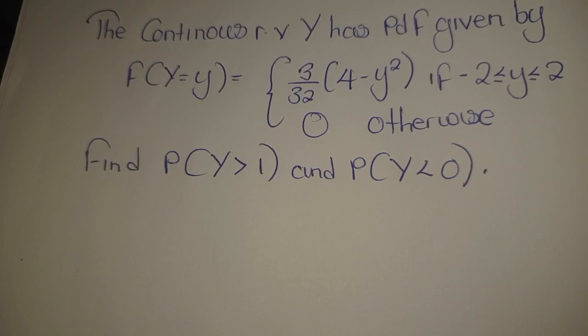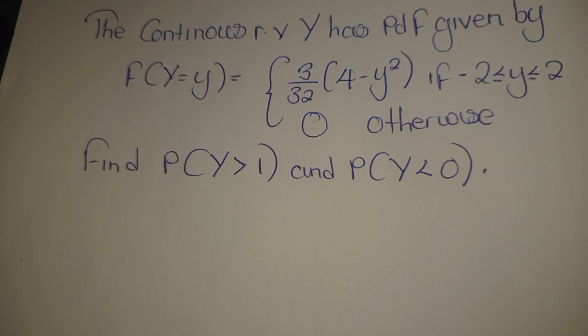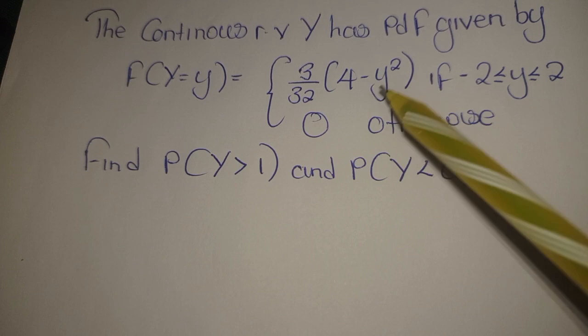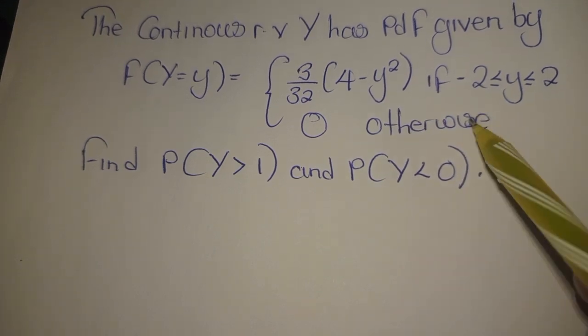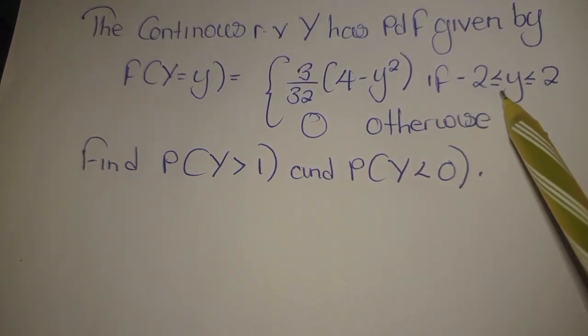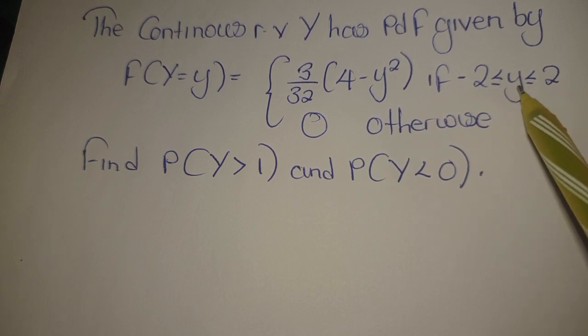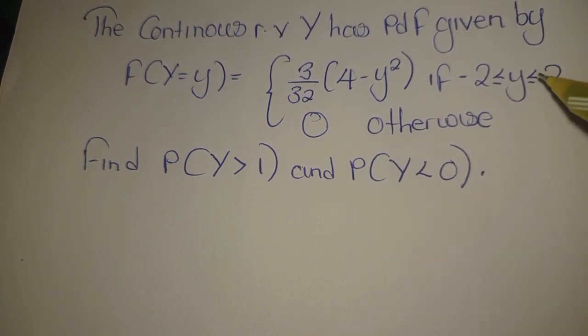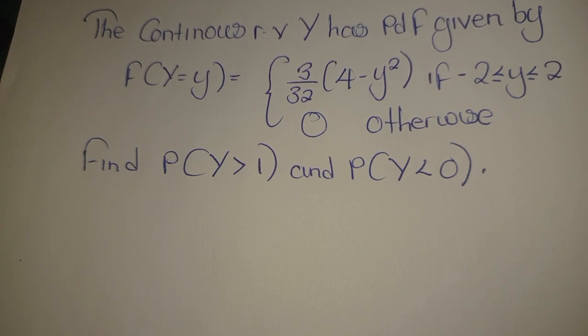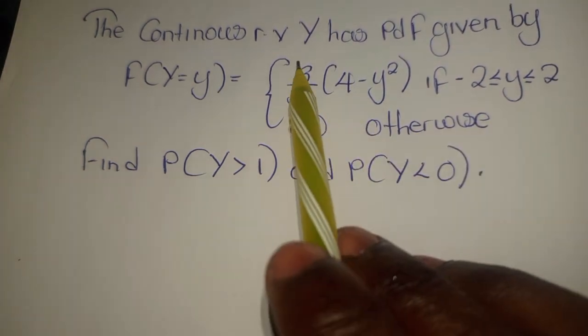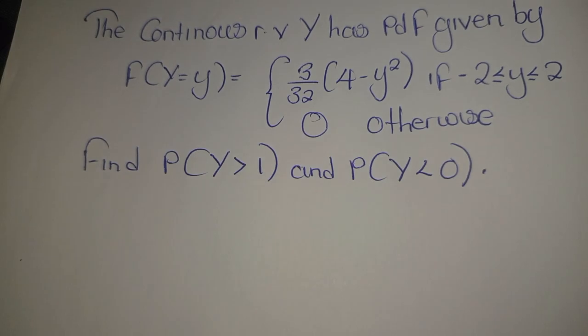So today we have one interesting discussion under probability, specifically the continuous random variables. The question reads: the continuous random variable y has the probability density function given by this one. So this is the probability density function we're given, and it applies if -2 is less than or equal to y and y is less than or equal to 2. These are the conditions they have given us. Otherwise, if it doesn't obey this, then the result is 0.